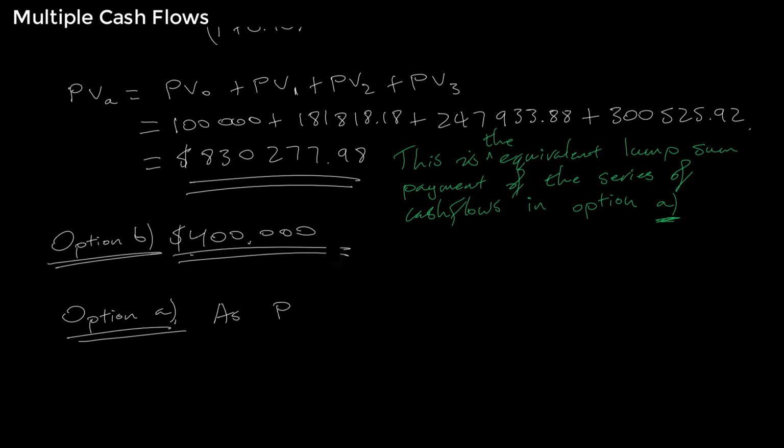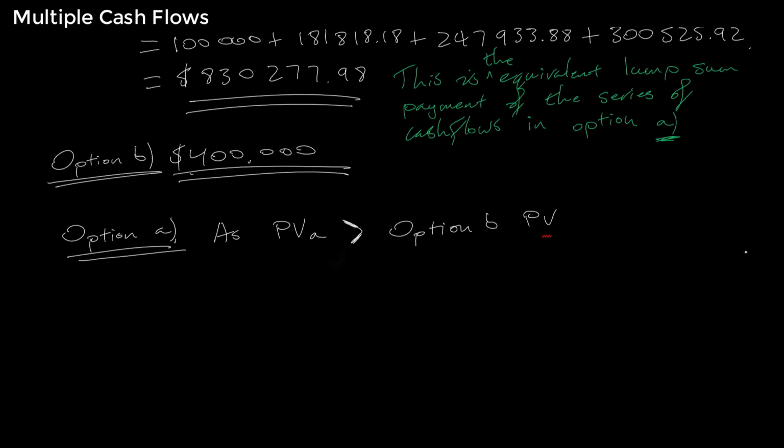As the present value of option A is significantly larger than taking option B, it's much better to take option A, as the present value of option A is significantly larger than that of option B, where its present value is only $400,000.